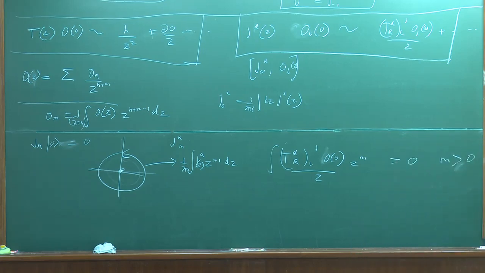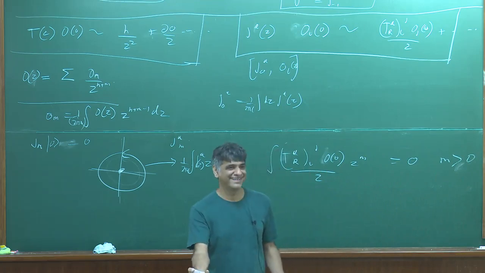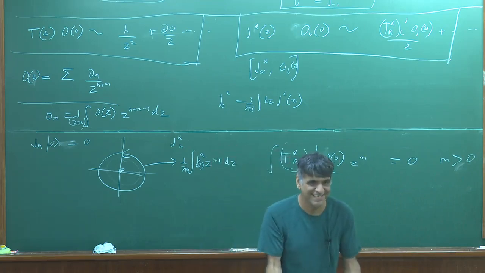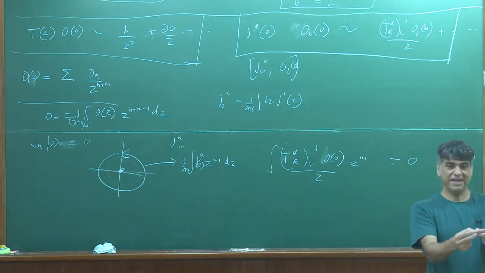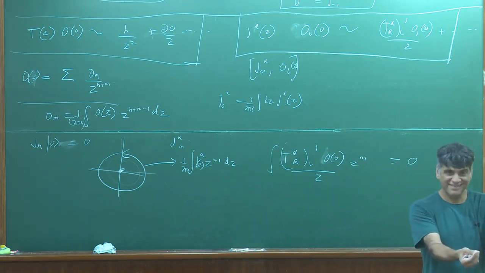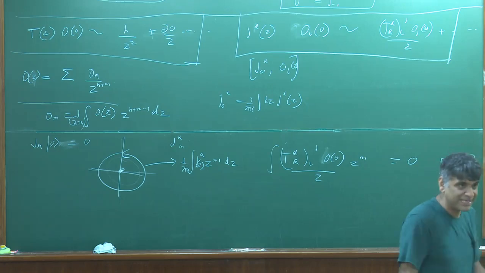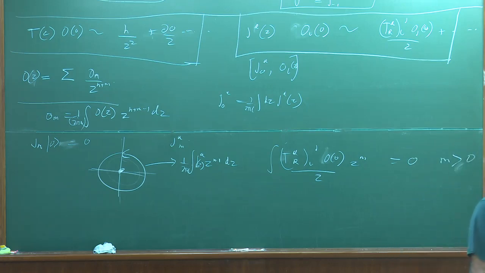If there had been a 1 by z square term, then with m greater than, let's say, 1, you'd have been able to lower it and go down to the primary. Okay? So the primary is like a primary in Virasoro. It's the lowest energy state in the representation. All other states in the representation will be obtained by acting on this lowest energy state by raising operators, JMs with m negative. Is this clear?